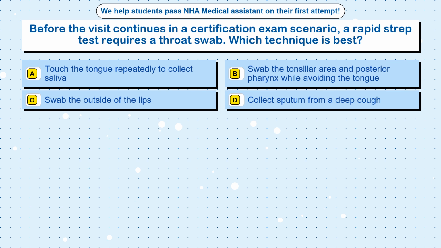Question 48. Before the visit continues in a certification exam scenario, a rapid strep test requires a throat swab. Which technique is best? Option A. Touch the tongue repeatedly to collect saliva. Option B. Swab the tonsillar area and posterior pharynx while avoiding the tongue. Option C. Swab the outside of the lips. Option D. Collect sputum from a deep cough.